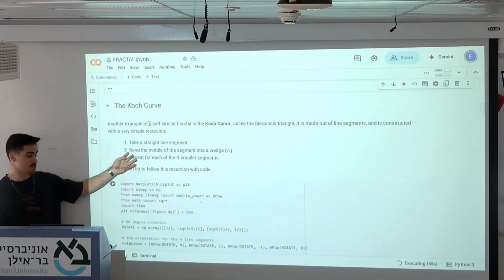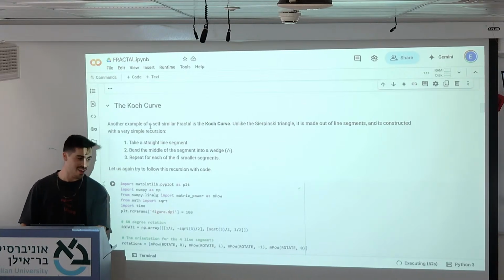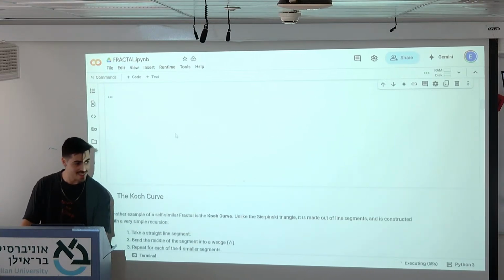Then you have the Koch curve. The Koch curve is also made by a German mathematician. Koch also means chef, you know. Really? Yeah. Okay, so it's the chef's curve.